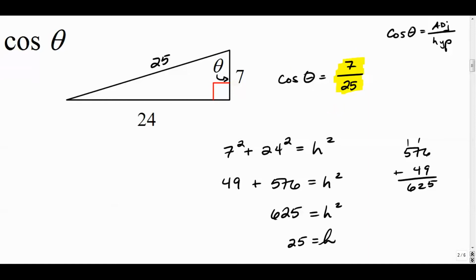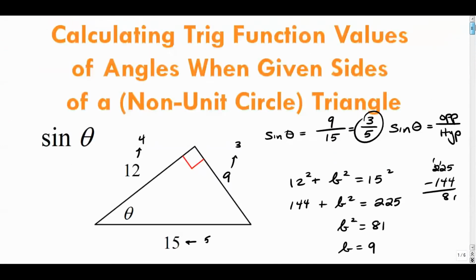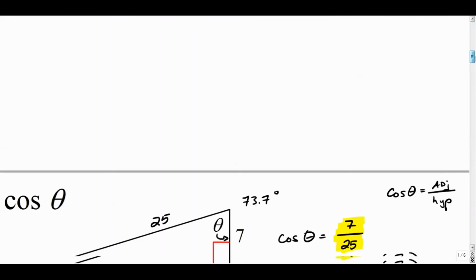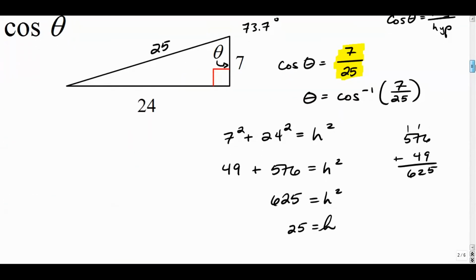There you go. And if you wanted to actually figure out that theta measure, you would take the inverse cosine, or the arc cosine, of that right there. So if you press second cosine, 7 over 25, you get about 73.7 degrees. But for this problem, all it's asking you is to find the ratio. So 7 over 25 would be fine there.